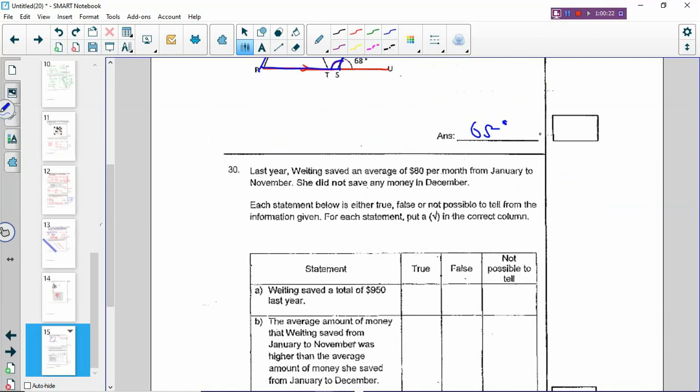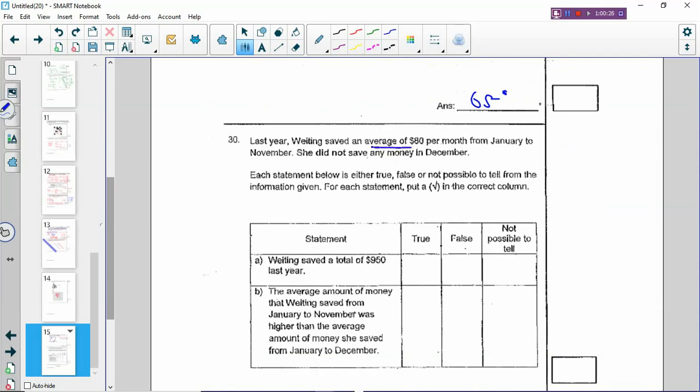Now, question 30. Last year, Wei Ting saved an average of $80 per month from January to November. She did not save any money in December. So, Wei Ting saved a total of $950 last year. Is that true or false? You have to prove it. Whatever answer you have, whatever boxes you put a tick, you have to prove it. But if in the exam, you're not sure how to do, then you just guess. Okay, but otherwise, you have to prove it.